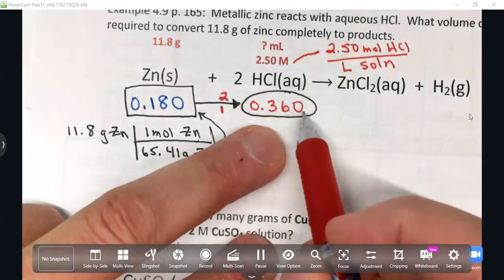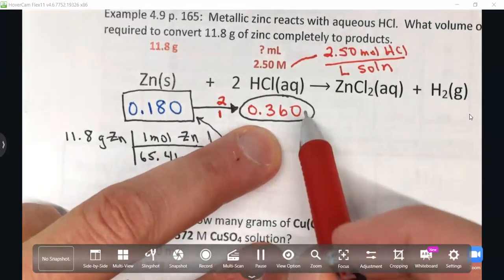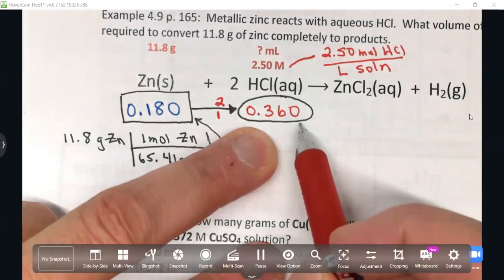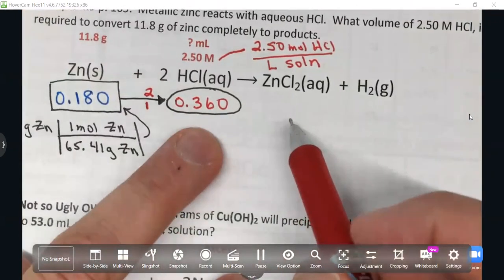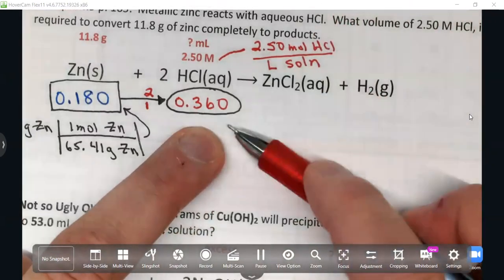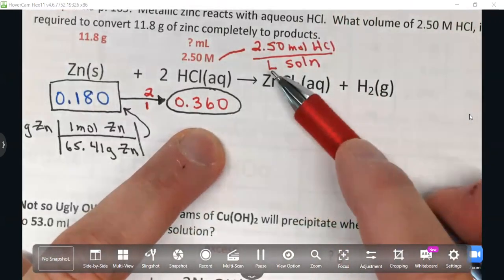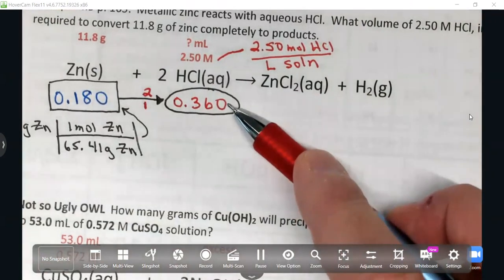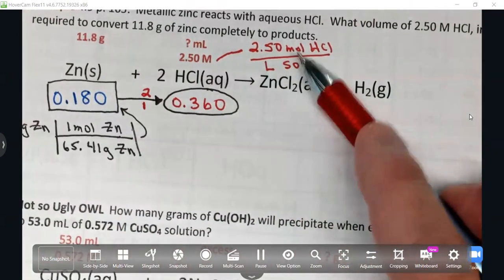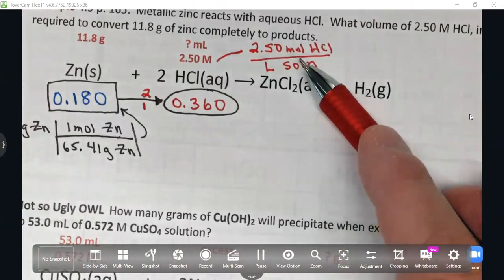I already know this is moles. This is moles of HCl. We only put moles down here. So now my question is, I need to get milliliters. If I get liters, I can get milliliters, right? So we're back to the same scenario. This is a single unit number. This is moles. This is a double unit number.